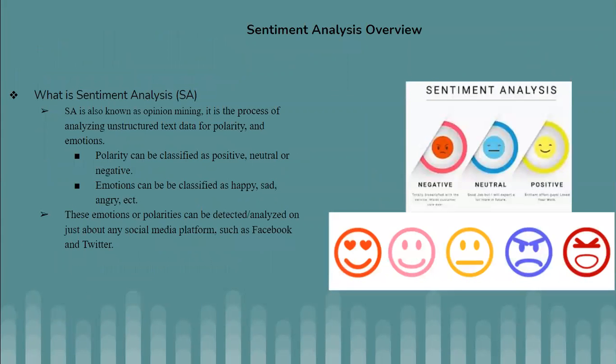What is sentiment analysis? SA for short. SA is also known as opinion mining. It is the process of analyzing data from different social media platforms and classifying them into different groups, classifications, such as polarity and emotions. The different types of polarity are negative, neutral, positive. The emotions are happy, sad, and angry.